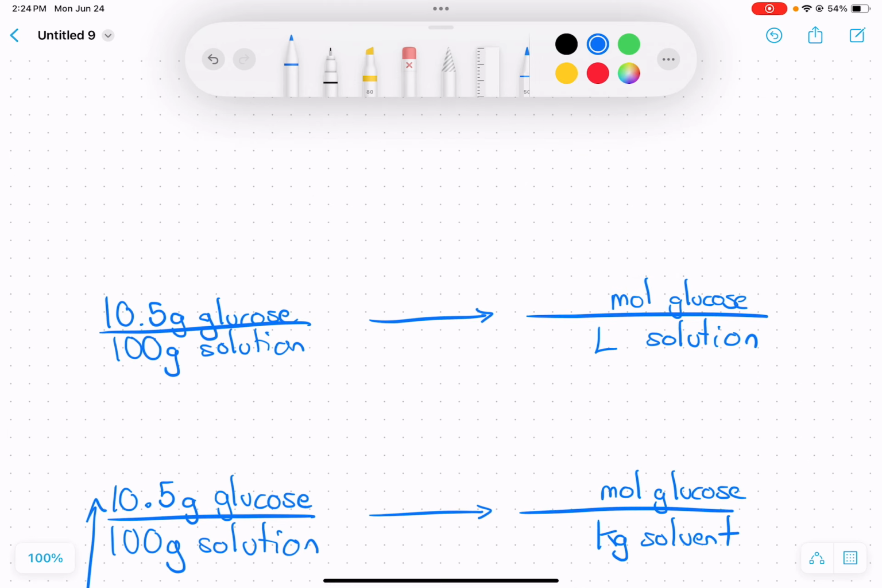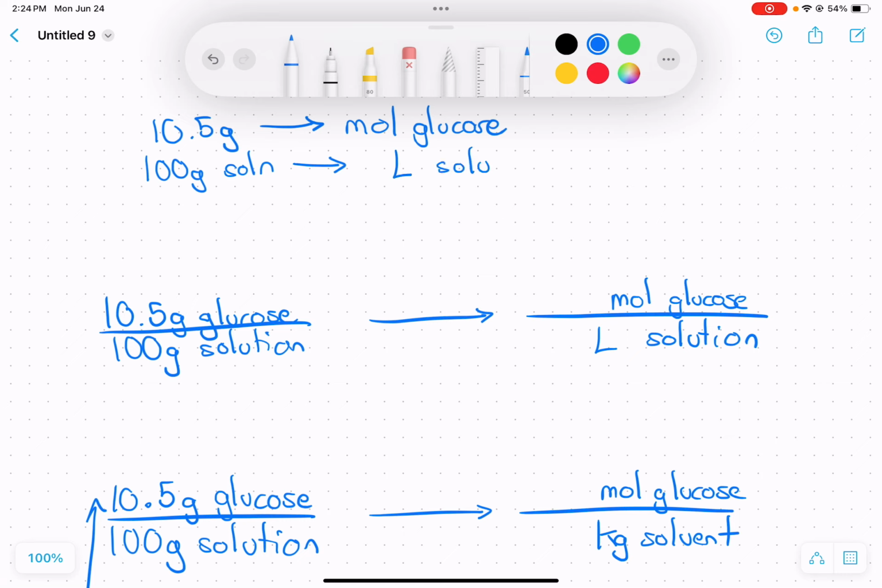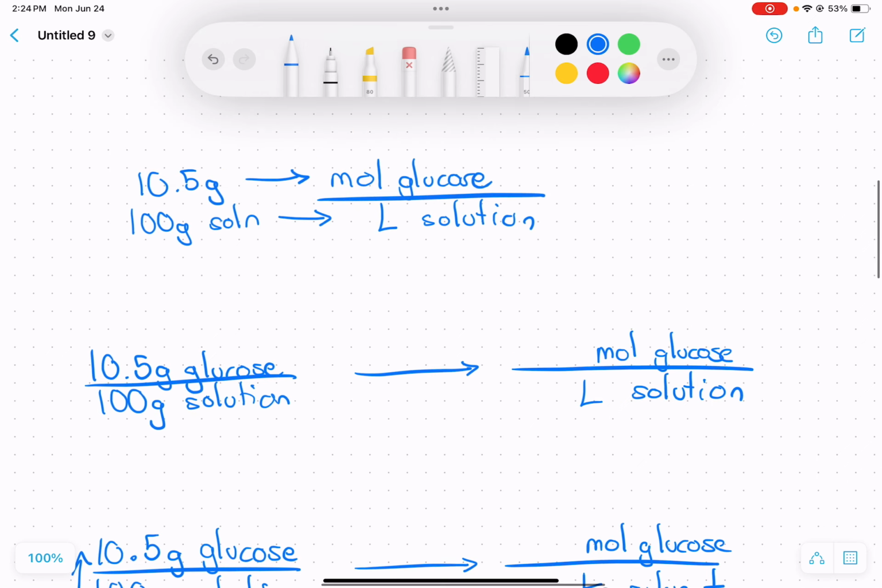So we're going to convert the 10.5 grams of glucose to moles of glucose. And we're going to convert the 100 grams of solution to liters of solution using the density. And then we're going to divide top by bottom, and that'll give us the molarity. Okay, so in the first one, we're using molar mass. In the second one, we're using density.